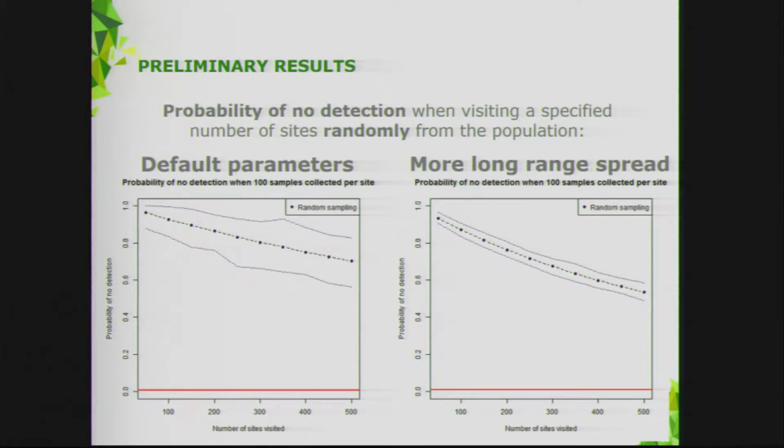Now, rather than showing you lots of different graphs, I'll demonstrate our approach using these plots here. So these show the probability that we fail to detect infection on the y-axis for different numbers of sites visited. As I said, I evaluated things for anything from 50 sites up to 500 sites.